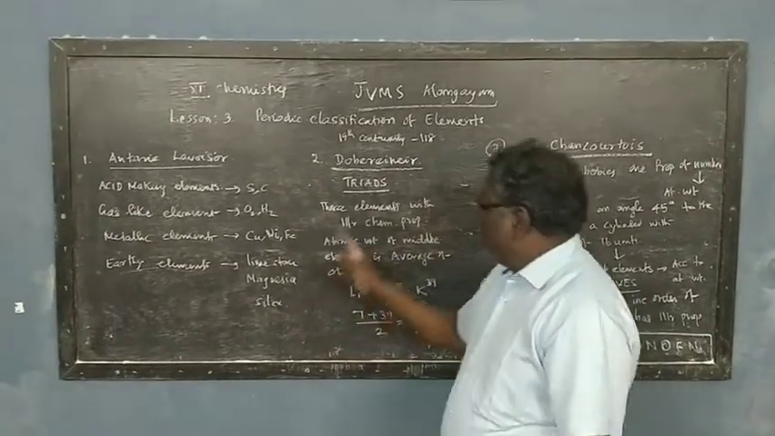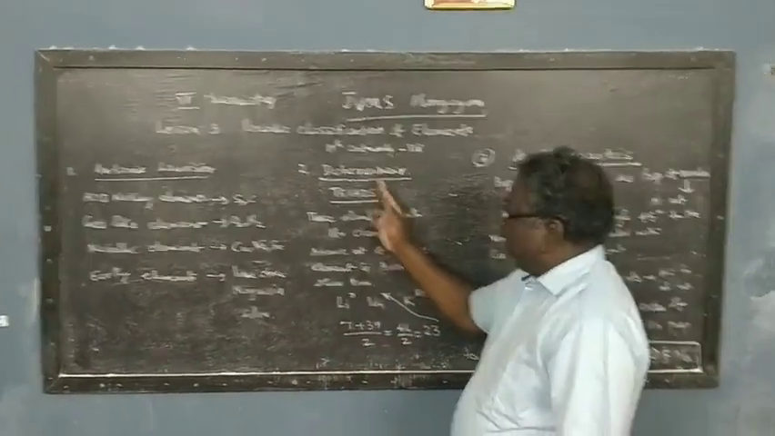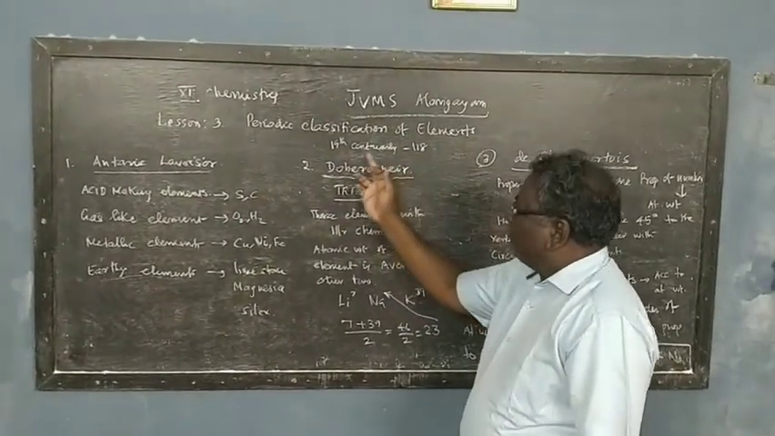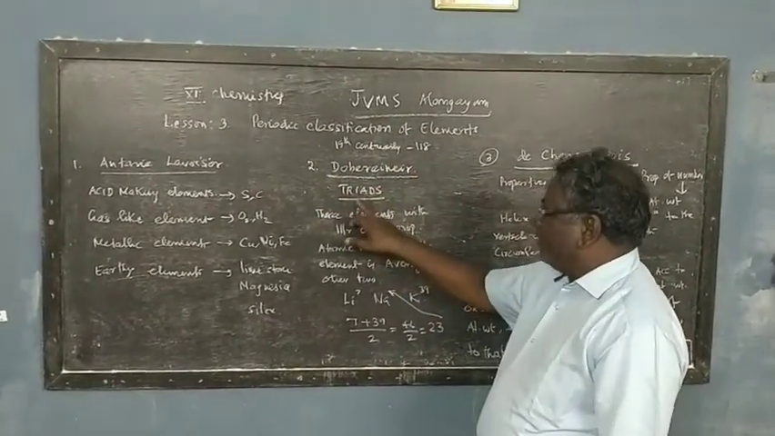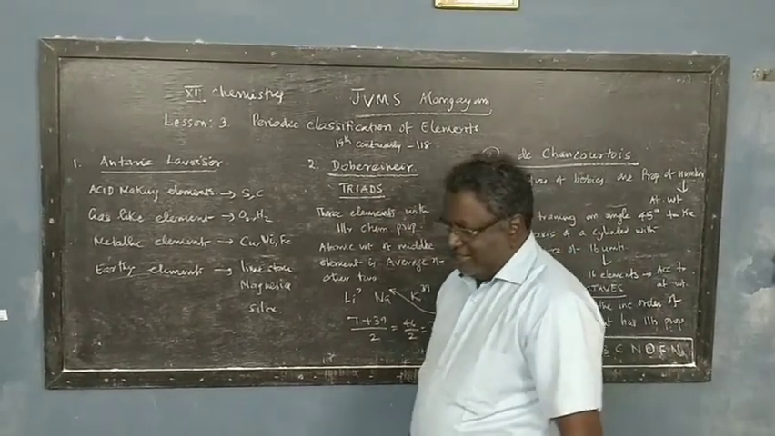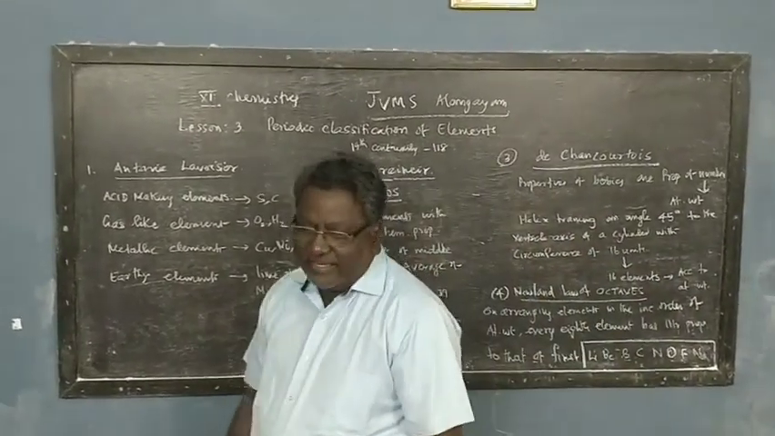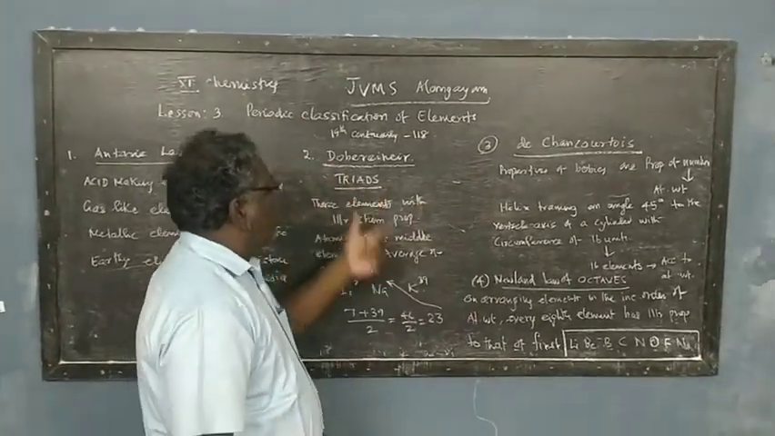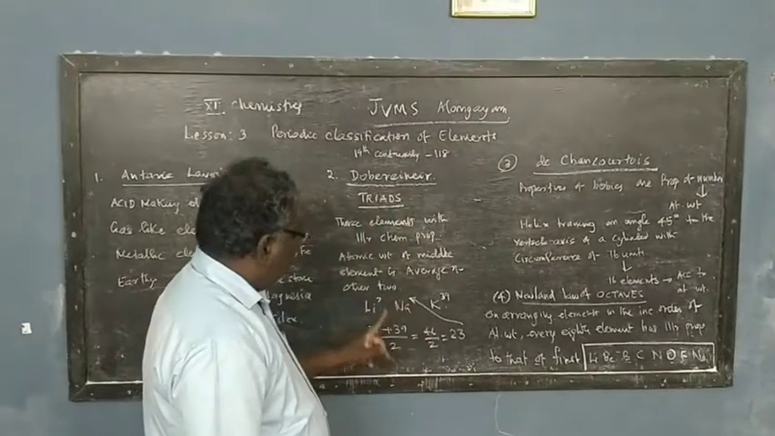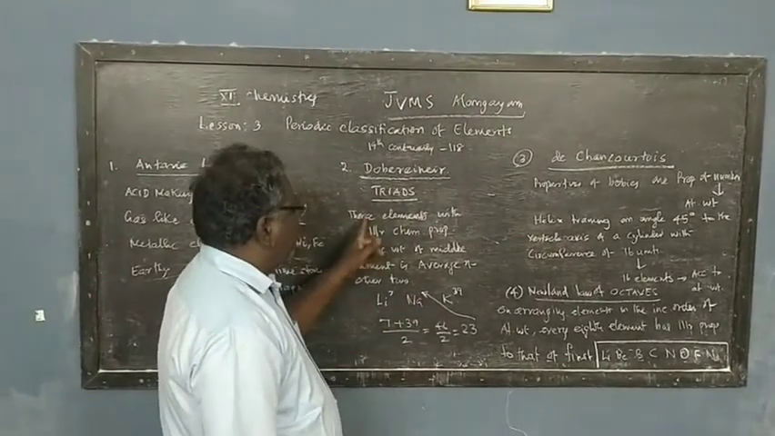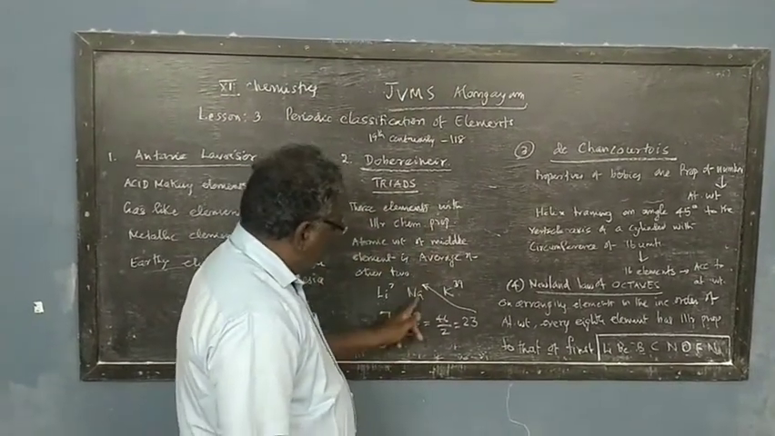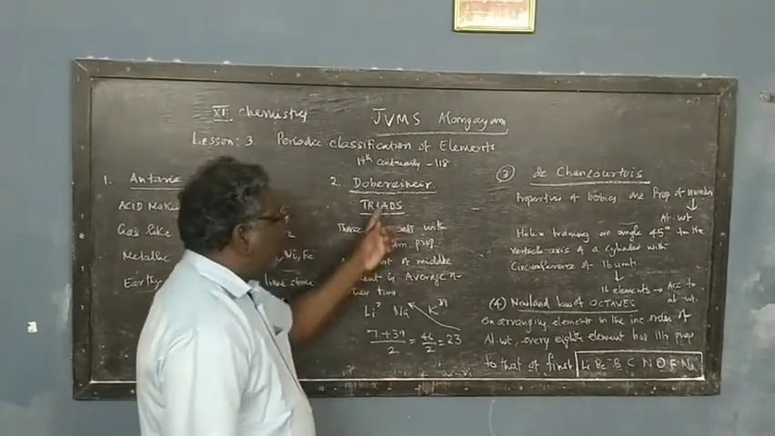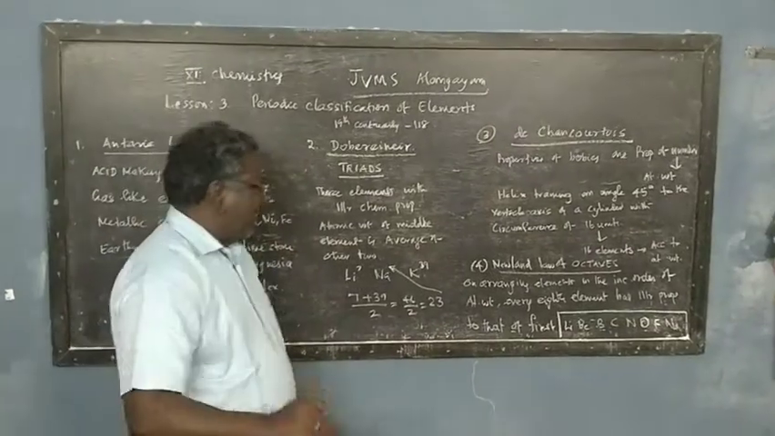So after that, we started. The second scientist who worked on this is Dobereiner. So Dobereiner made triads, which is also called the law of triads. When you say tri, it indicates what number? 3. So when I say triads, it took 3 elements with similar properties. They should have the same chemical property, and the triads will contain only a group of 3 elements.